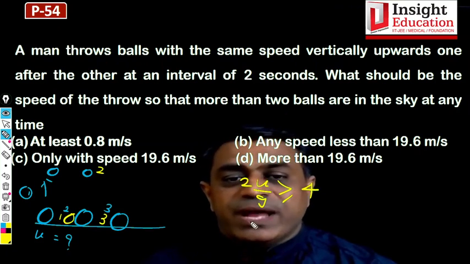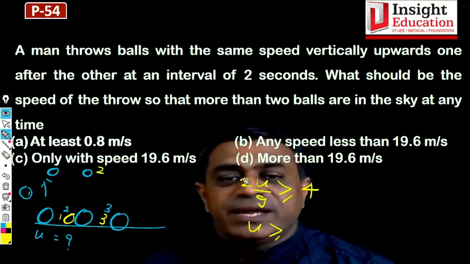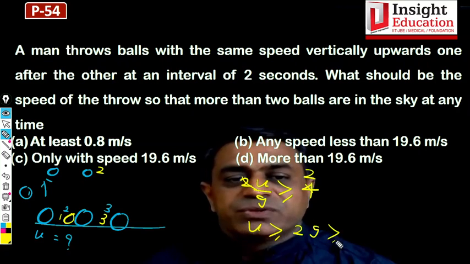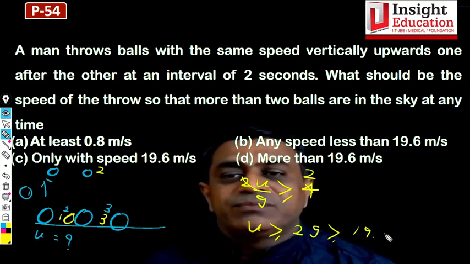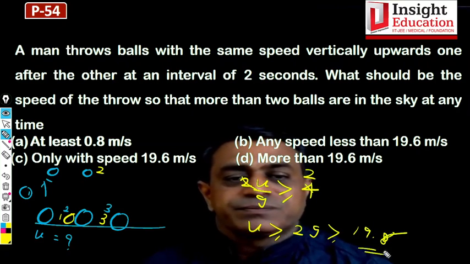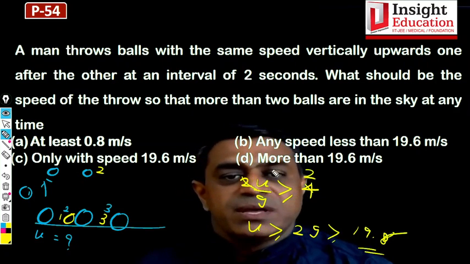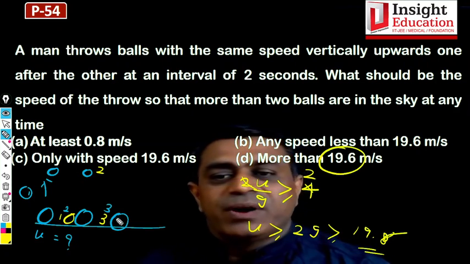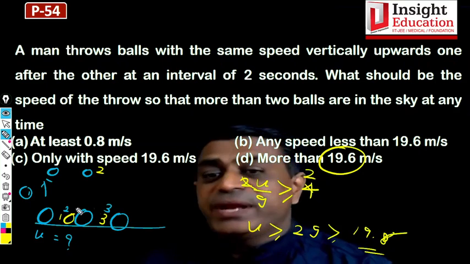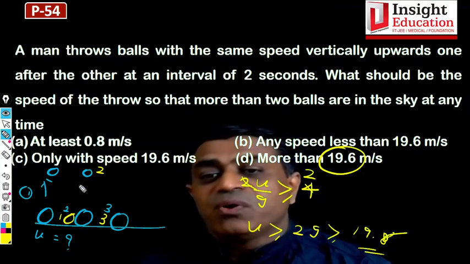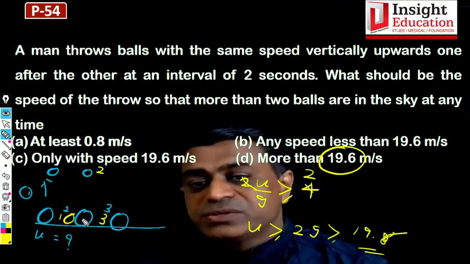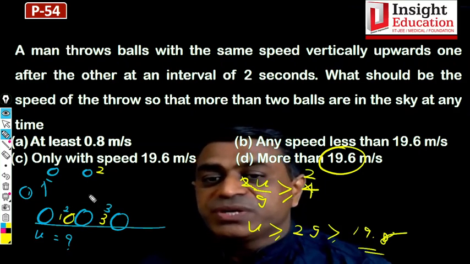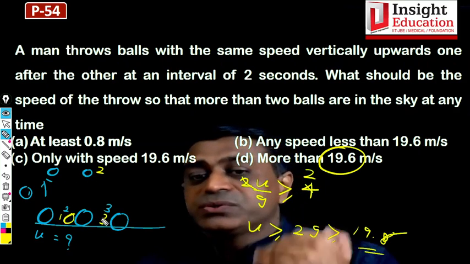So now you can see u should be greater than, dividing by 2, 2g, so it should be greater than 19.6. So more than 19.6. If it is at least 19.6, the first ball will reach the ground, the second ball is at the maximum position, and the third is about to start.